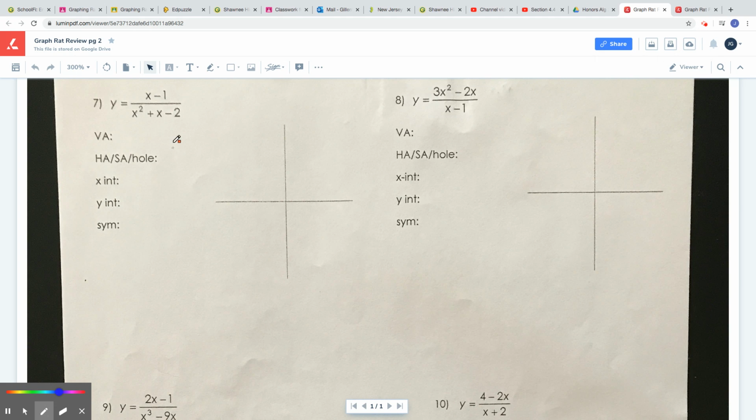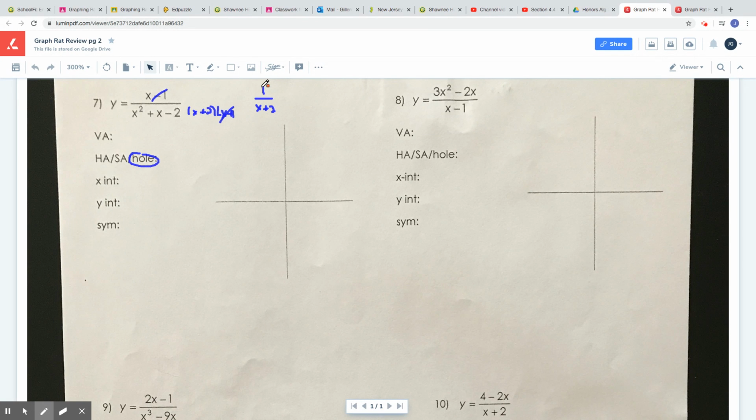What we should do is this. We should always look to factor if we can, which we can. And we get x plus 2 and x minus 1. Cancel, cancel. We had things cancel out. What happens when a factor cancels out on the top and the bottom? It means we have a hole.